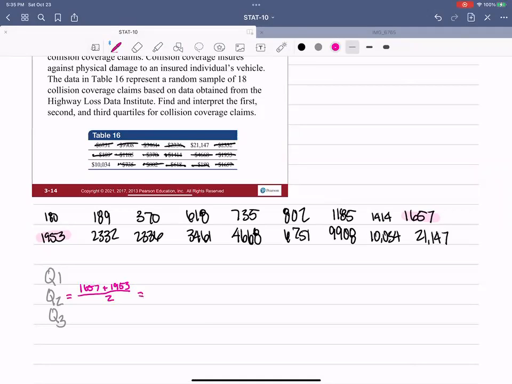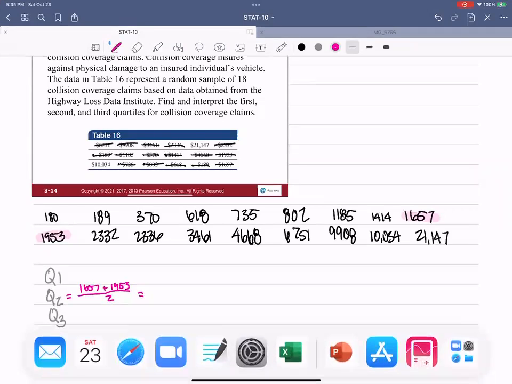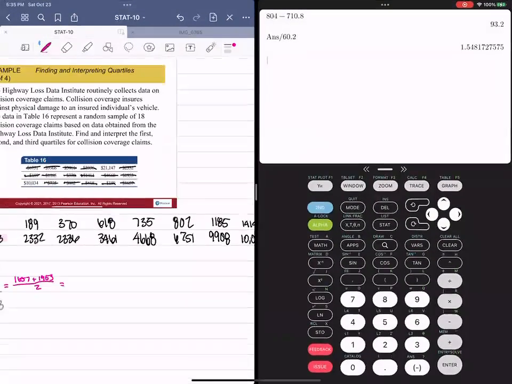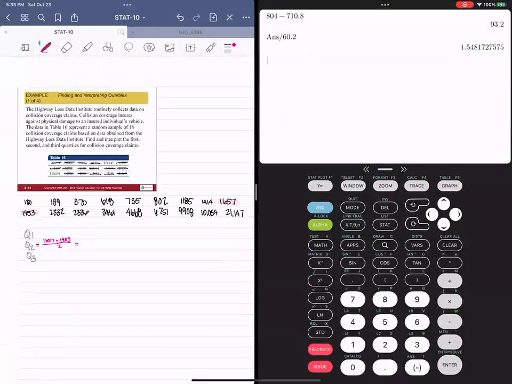And now from here, we add the two middle numbers and divide that by 2. So we could do that with our calculator. And we have 1,657 plus 1,953. And that number ends up being 3,610. And we're dividing that number by 2. So divided by 2.